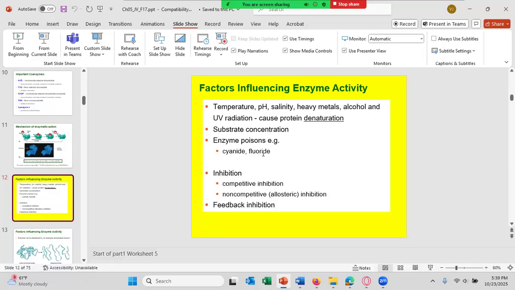You can have inhibition of an enzyme, and there can be two types of inhibition, competitive inhibition and non-competitive inhibition. And then you can have feedback inhibition of an enzymatic reaction. Feedback inhibition happens with an enzymatic reaction. It doesn't happen with one chemical reaction. Any question about any of this? We will talk more about inhibition and feedback inhibition in just a few minutes.